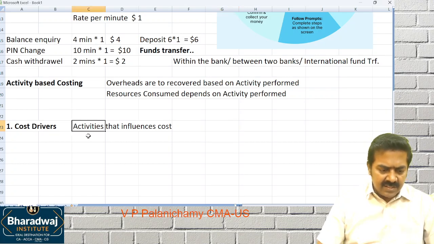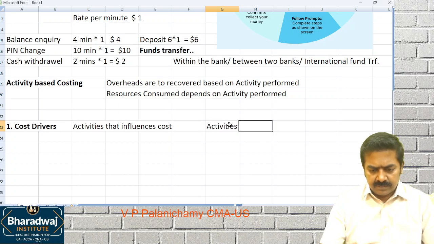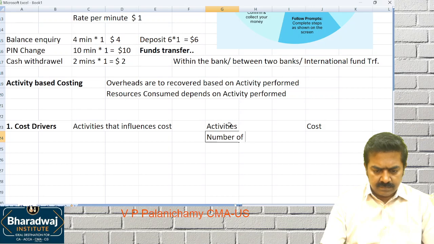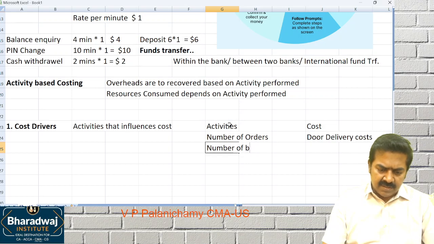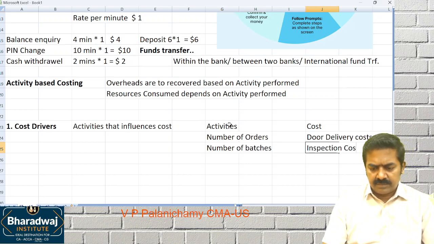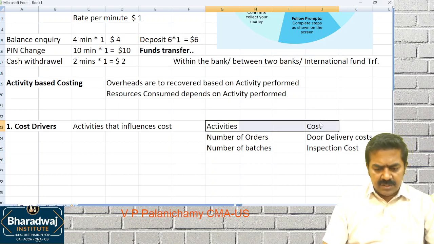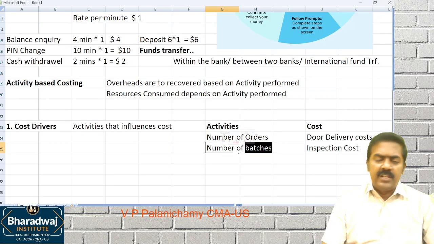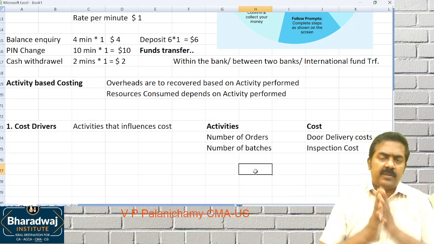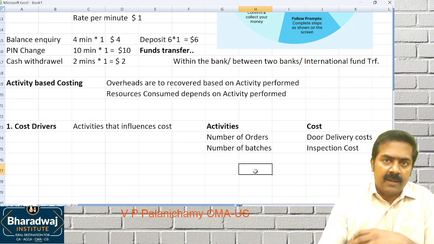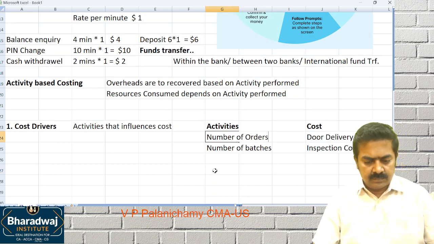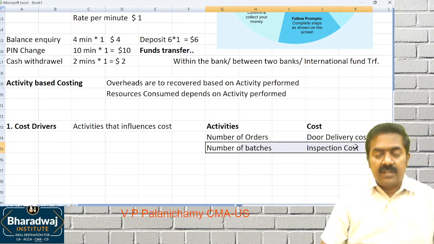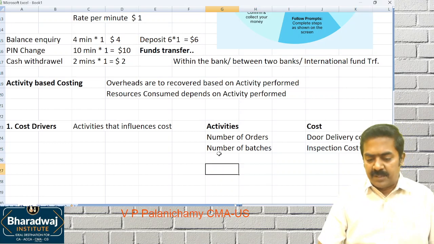So simple activities, maybe I'll give you some example. Okay, for example, number of batches, inspection cost. Number of batches will determine which one? Inspection cost. For example, for every batch, we'll do inspection. Batch means a group of products. We manufacture about 100 articles, 1000 articles. Let us assume we are running a bakery. Okay, so number of batches will decide which cost? Inspection cost.